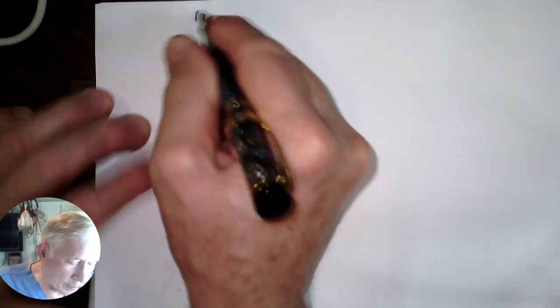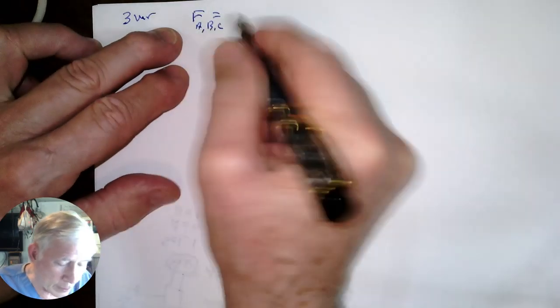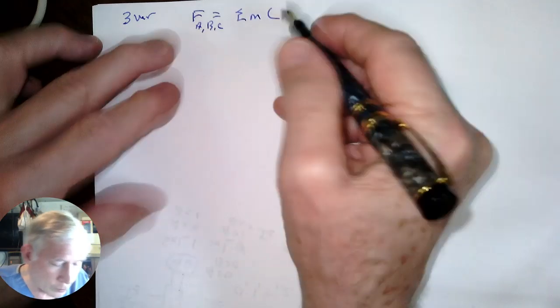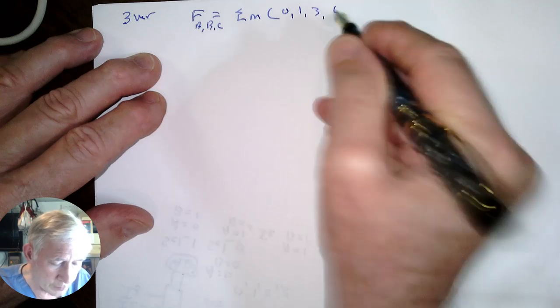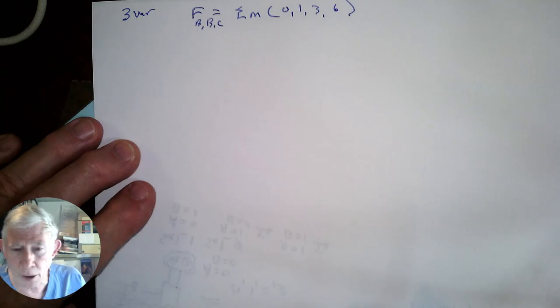So let's say we have a function. Let's say our function is f equals, and it's a three-variable function. So it's a function of a, b, and c. And let's say it equals the sum of the little m's, and we're going to do maybe 0, 1, 3, 6. So how would we implement that with a multiplexer?